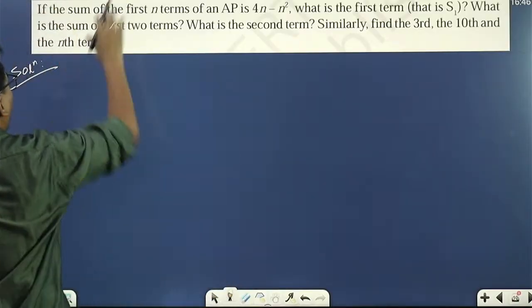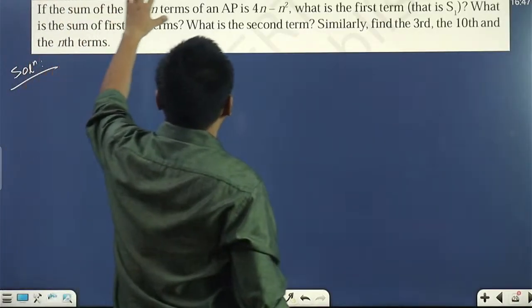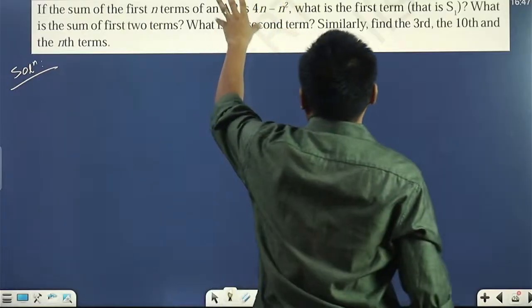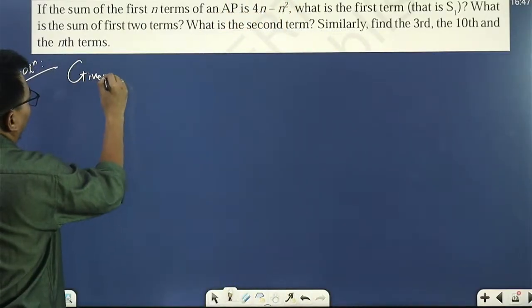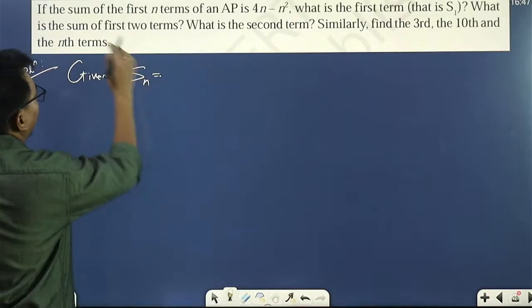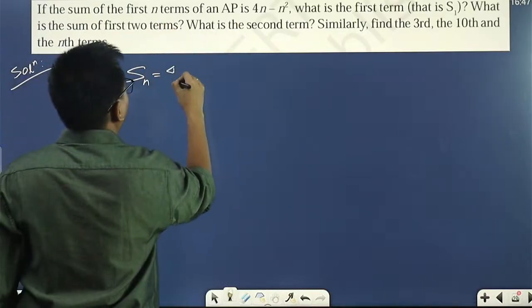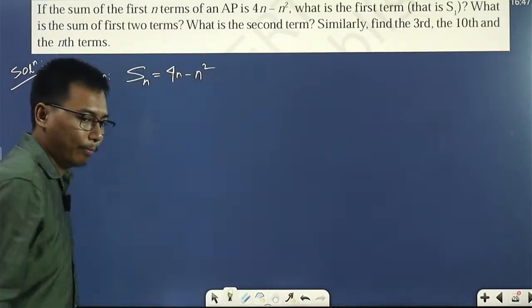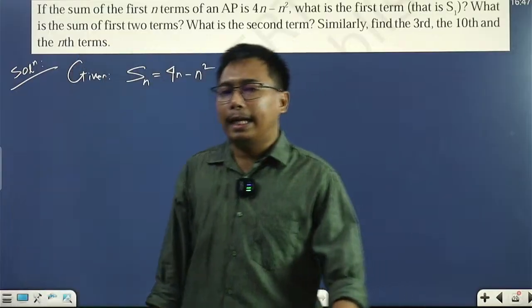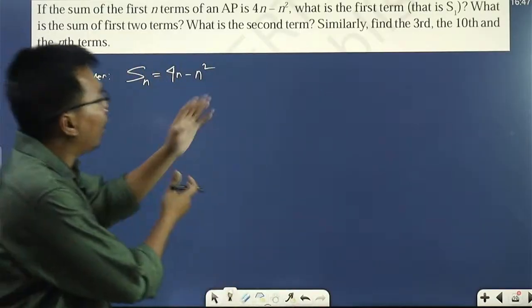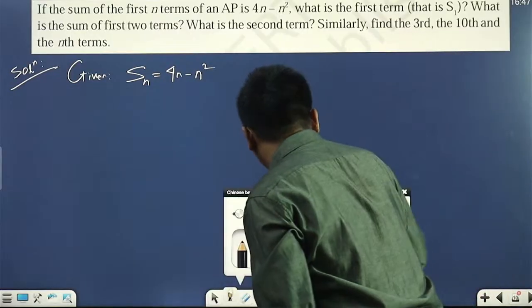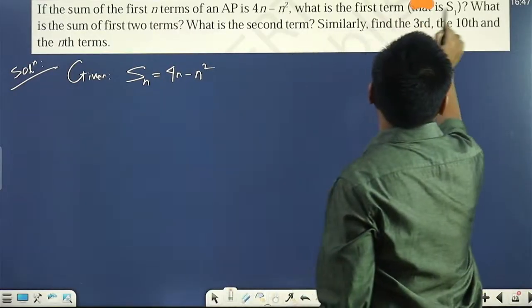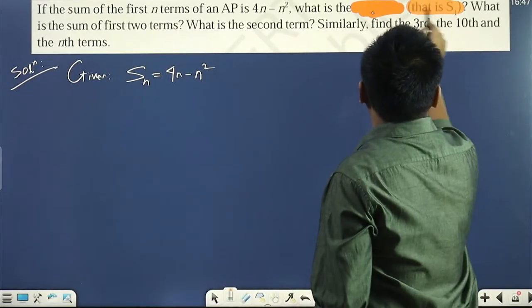All right. So what do we have here? If the sum of the first 10 terms of an AP is 4n minus n squared. Let's write this first. Given. What's given? Sn is given. Sum of first 10 terms is given. 4n minus n squared. Now, what is the first term? That is S1. In bracket, it's given, see this, that is S1.